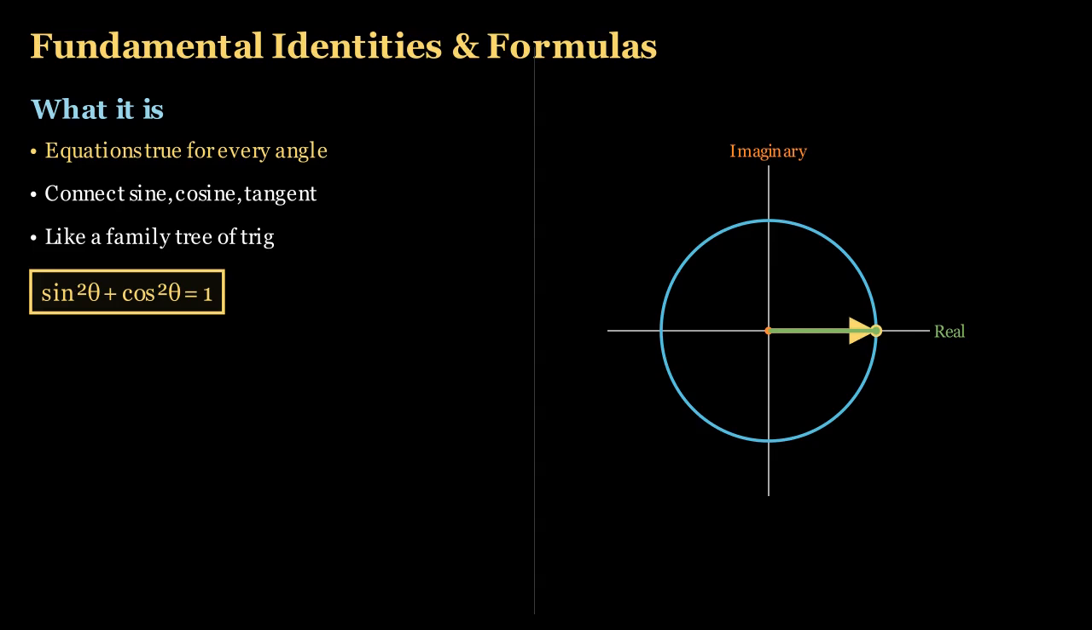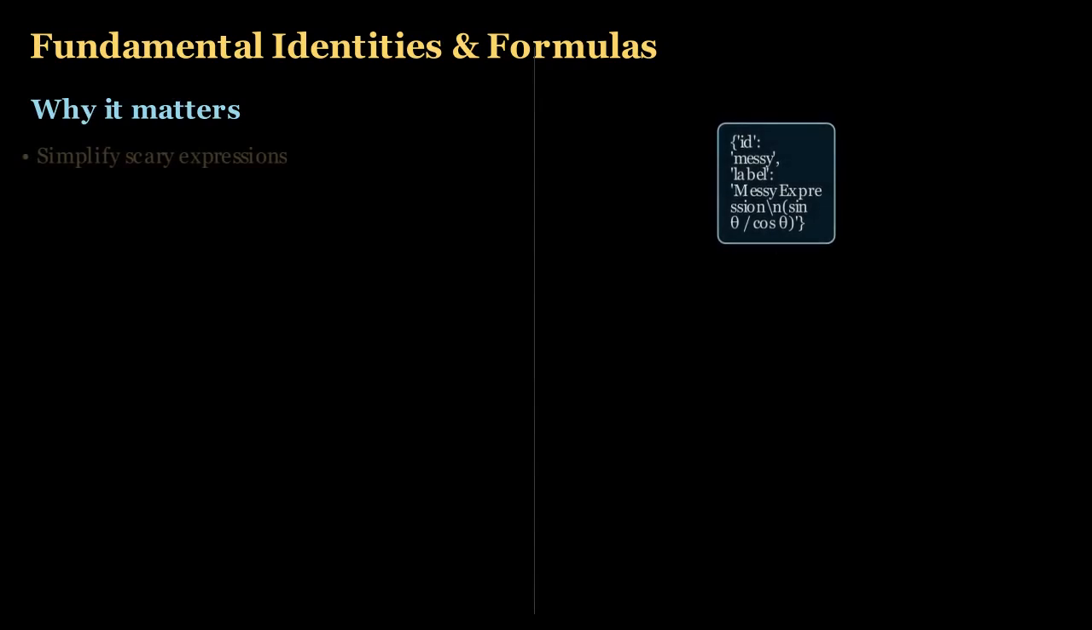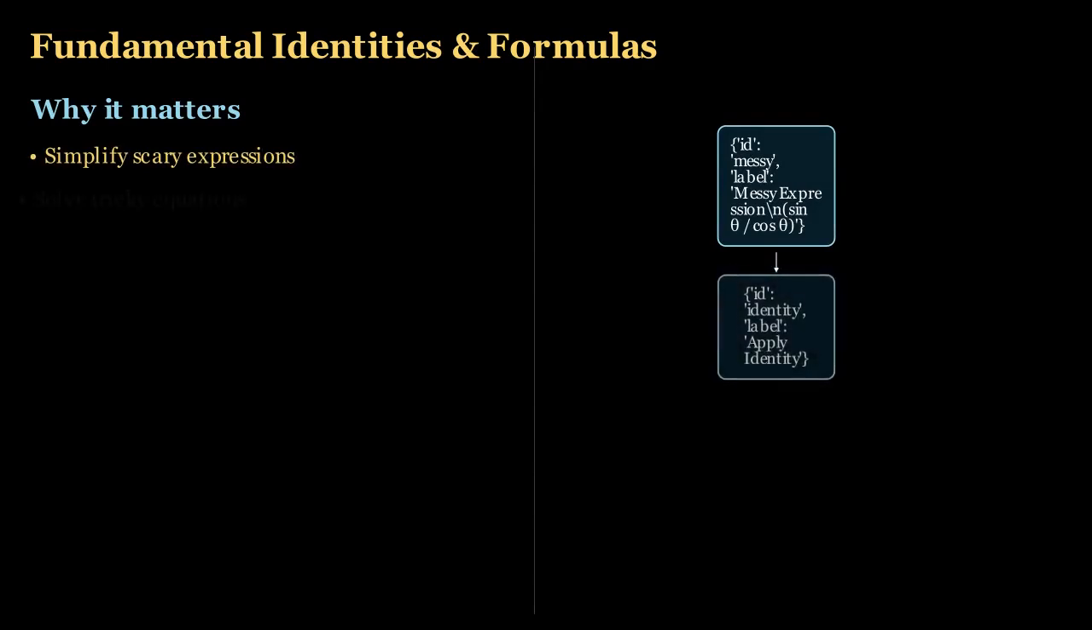Why do we even care about these identities? Imagine you are facing a huge, messy expression in a calculus problem, something like sine theta over cosine theta, or 1 minus sine squared theta. Without identities, you might be stuck. But with them, you can swap that messy part for something much simpler.